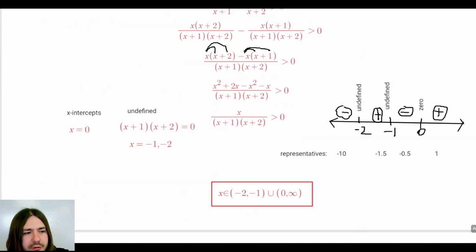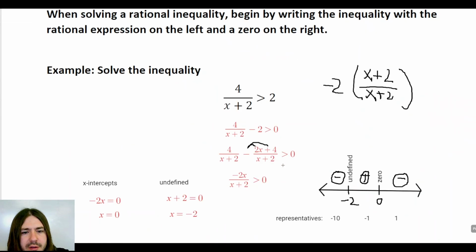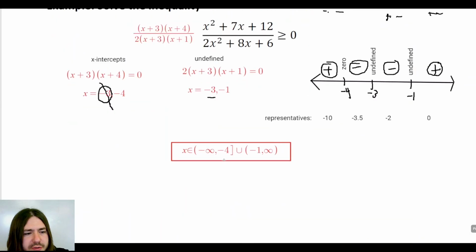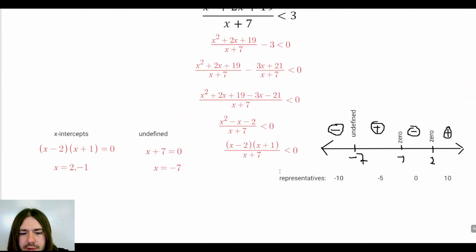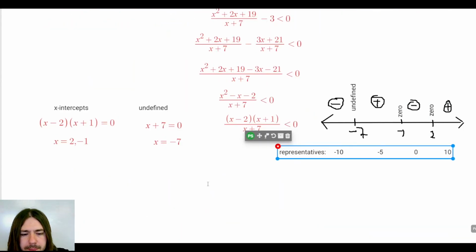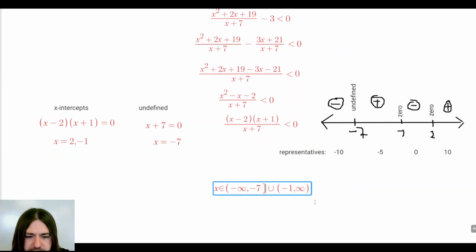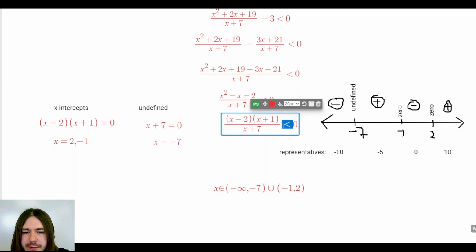So I'll go ahead and grab one of these where I had 2 intervals. Here we go. And so it'll be between negative infinity and negative 7, exclusive because it's not less than or equal to, and we wouldn't include this one anyway because it's undefined. And then the last one will be in between negative 1 and 2. Again, that's going to be exclusive for the same reason, because it's strictly less than.